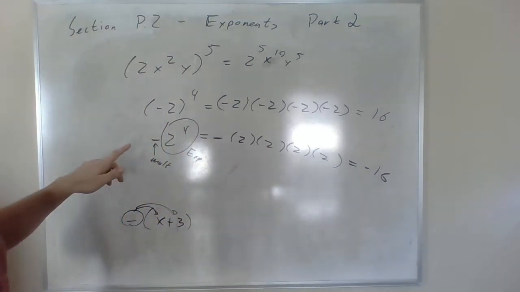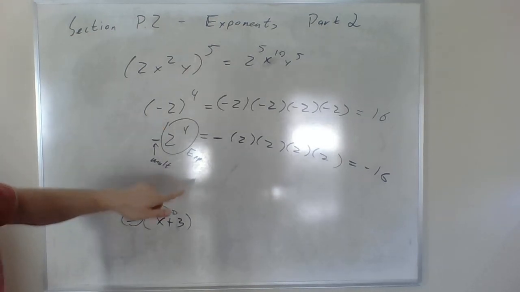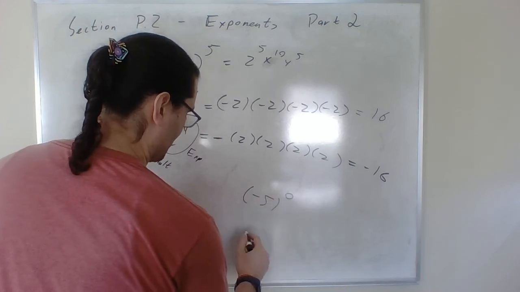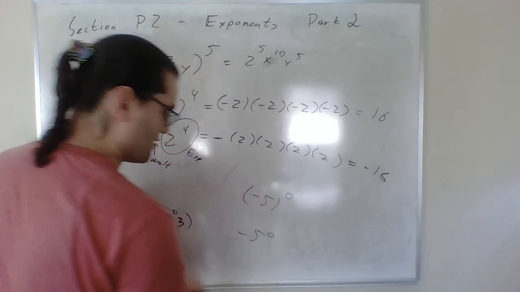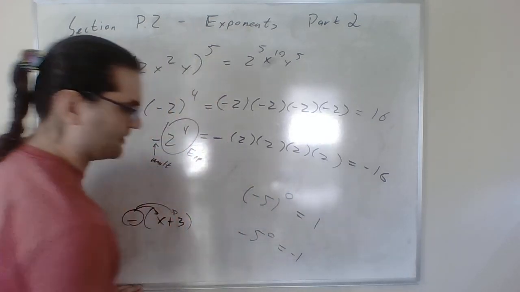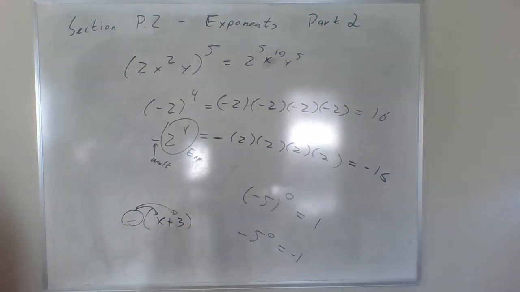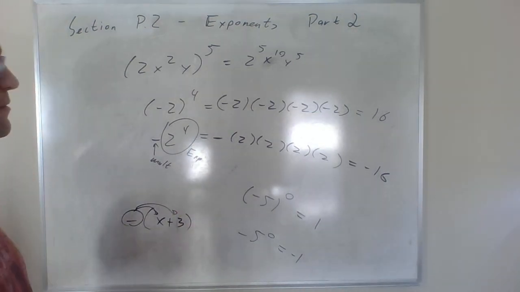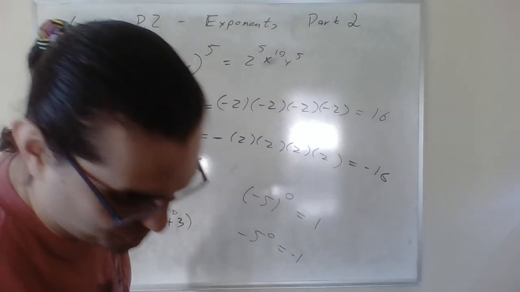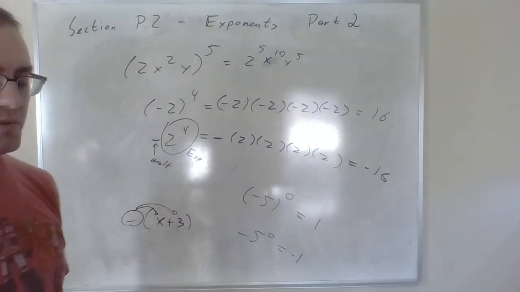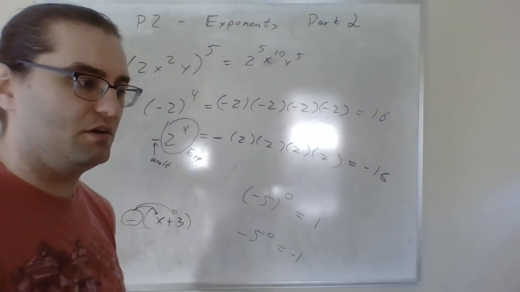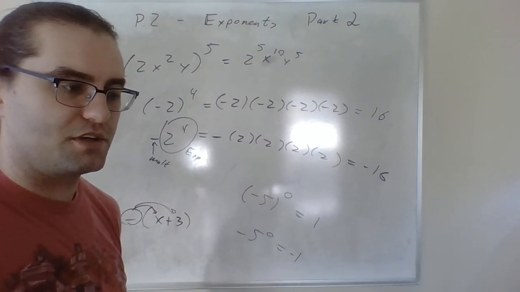So the moral here is be very careful about where the negative sign is. (-5) to the 0 and -5 to the 0 are different things. This is 1, this is -1. So be very careful about that. Be very careful about doing your steps slowly as you work through problems where lots of stuff is happening and there's a lot of complicated nonsense. As always, if you have questions, find me in ASC or ask me some questions in class, and good luck.